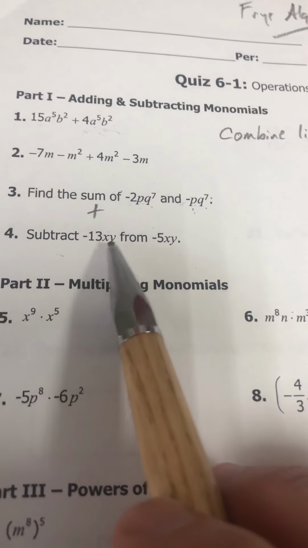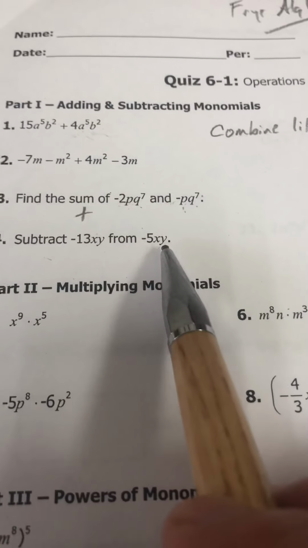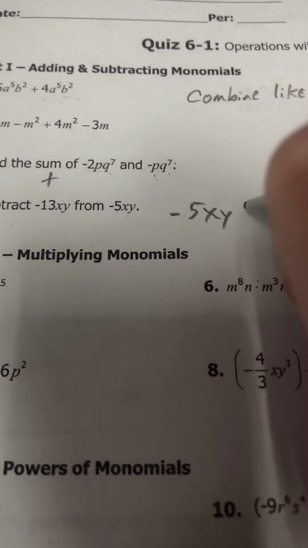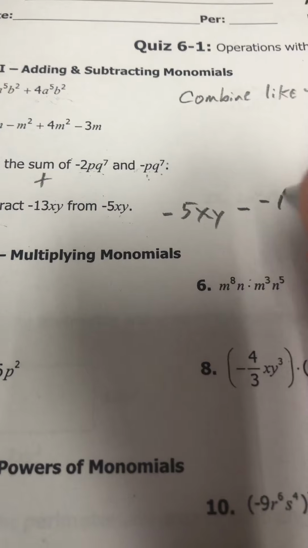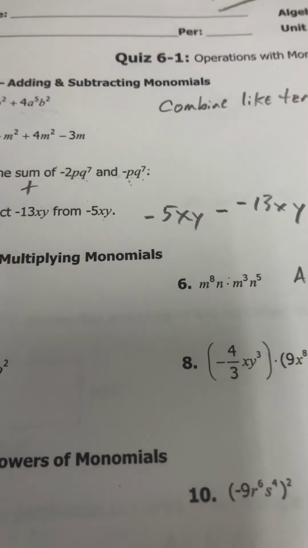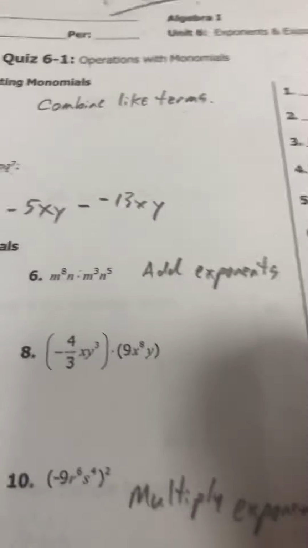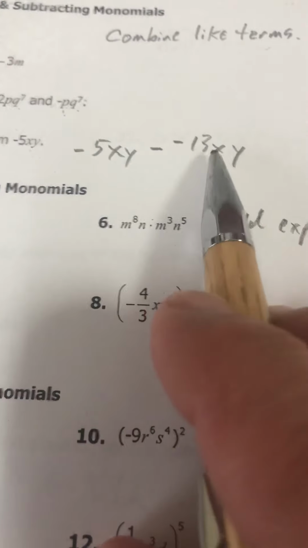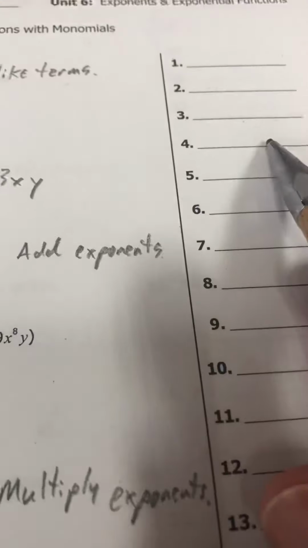Number 4, subtracting negative 13xy from negative 5xy. So it's actually negative 5xy minus, you're subtracting a negative 13xy. So it looks like that. So go ahead for number 4 and put your xy over here. And then you're going to take negative 5 minus a negative 13, and put that number in front of your xy in number 4.